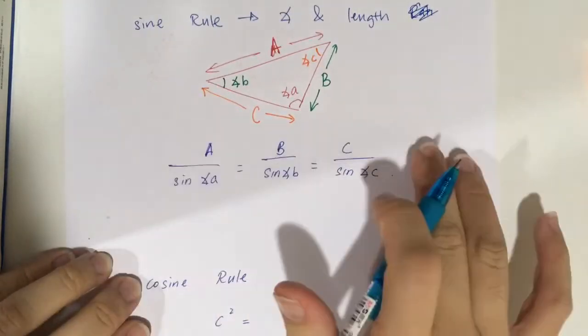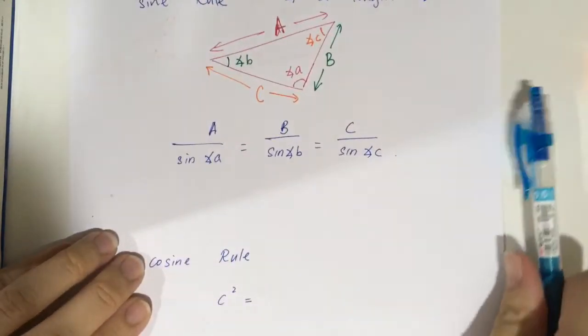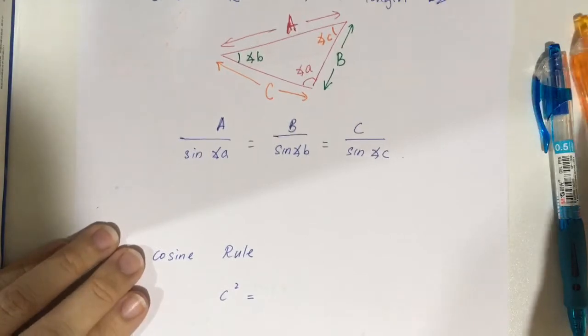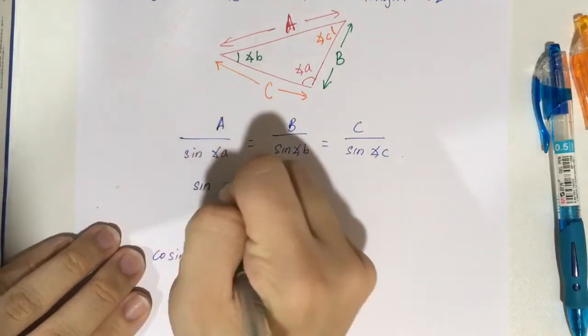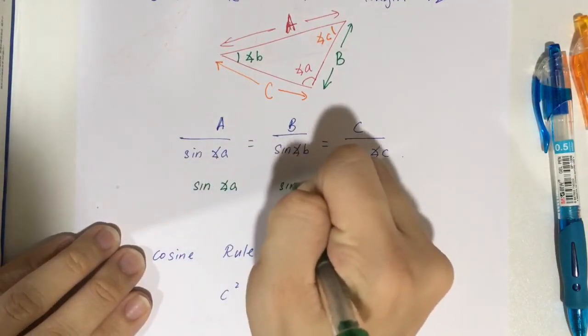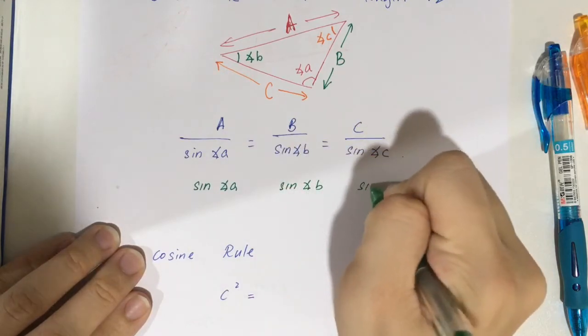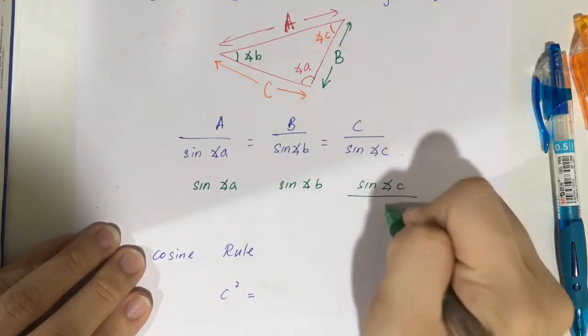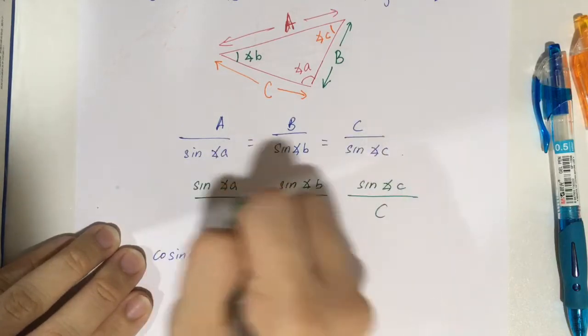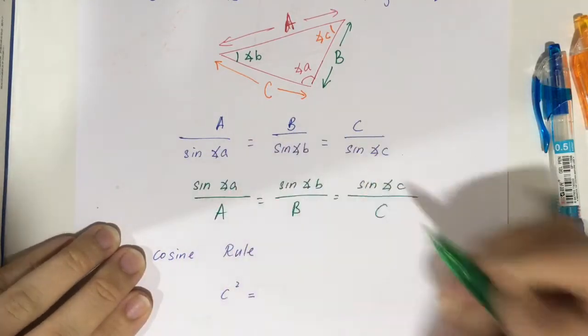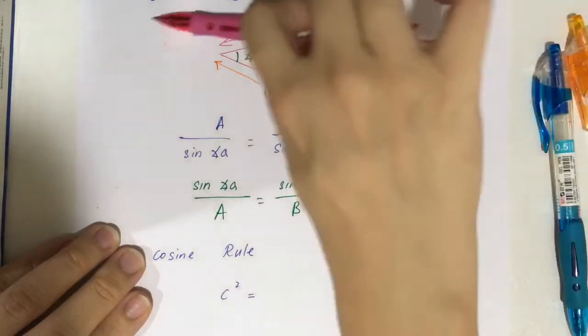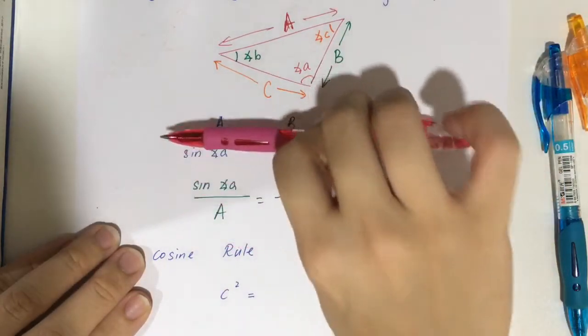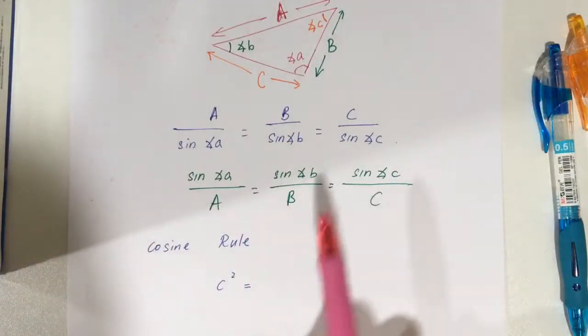Find length, put the length on top. If they want you to find angle, then put the angle on top. Sine angle A, sine angle B, sine angle C, over C, over B, over A. Every time when you need this, just write it down. Then after that, very easy.